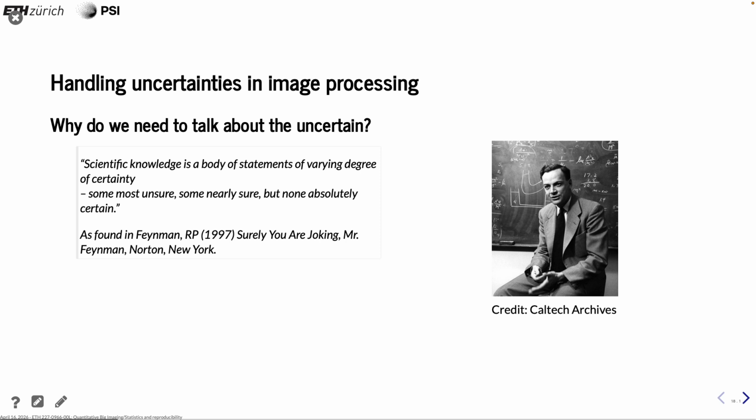Anyway, here's a quote from Richard Feynman. He says, scientific knowledge is a body of statements of varying degree of uncertainty, or certainty actually. Some most unsure, some nearly sure, but absolutely none is perfectly certain. And it actually closes it down pretty well.